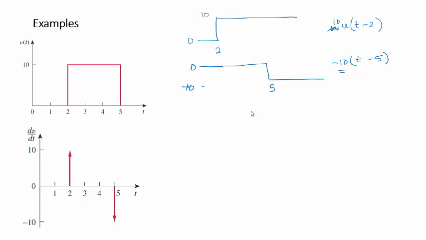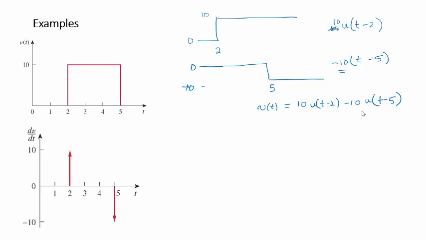So I get the final answer: voltage as a function of time equals 10 u at t minus 2 minus 10 u at t minus 5. You add those two up, these two cancel out right here, and you go back to 0, and you get the shape of this. It actually has a name, which we'll learn when we do Fourier series: it's a rect function, for rectangle. It's going to be important when we do Fourier series next semester.